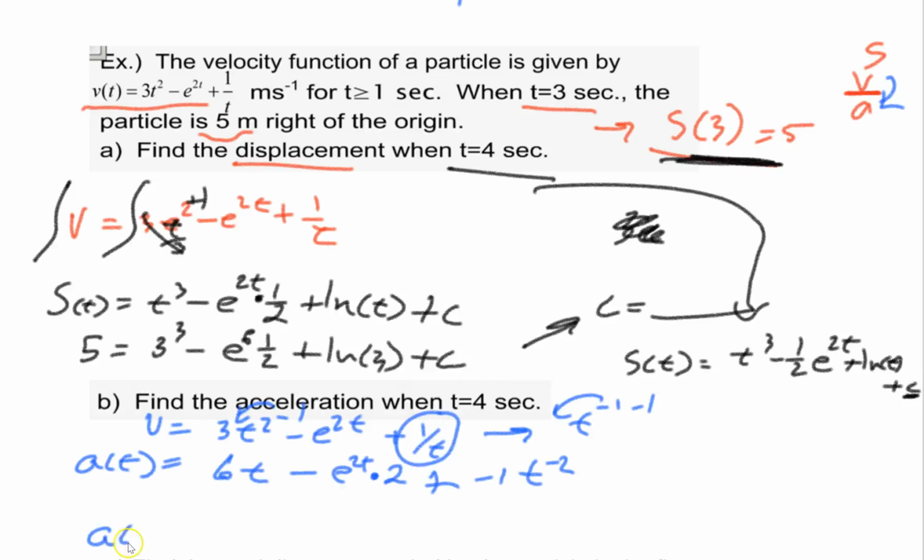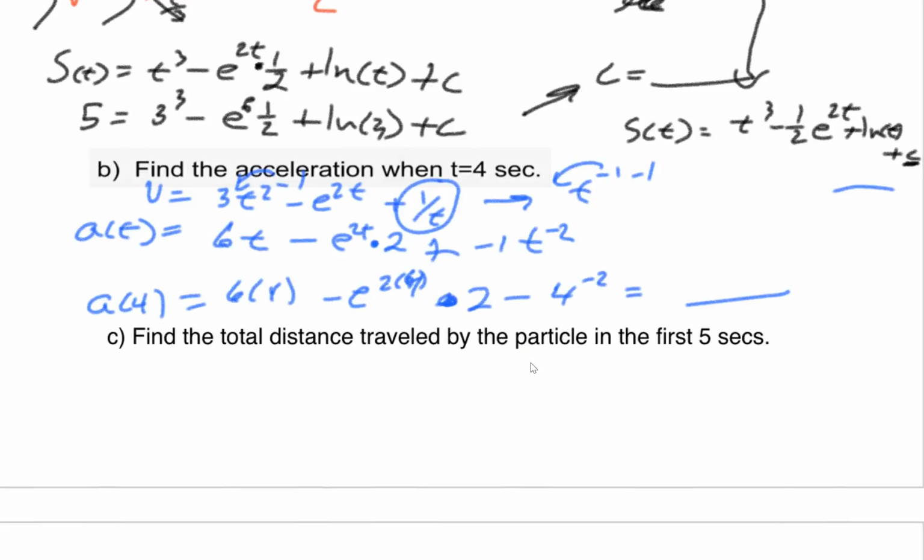So a of 4 equals 6 times 4 minus e to the 2 times 4 times 2 to 4 minus 4 squared to -2. Again, ugly. Put it in your calculator, get an answer. Now, they might ask for the next one down here, right?